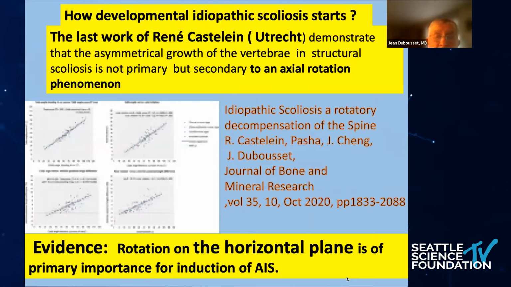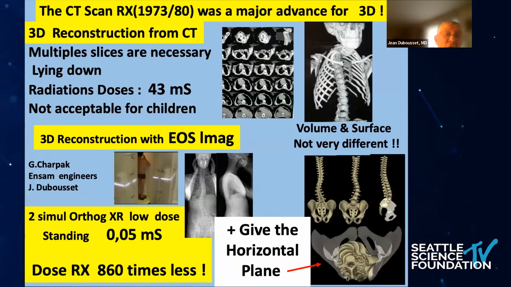And I recommend you read this paper that we wrote with René Castelein, Pasha Chang, and Jack Cheng in the Journal of Bone and Mineral Research. It is evident that to get a scoliosis, first you must have a horizontal plane deformity. Of course, the CT scan was a major advance, but multiple slices were necessary and the radiation dose was not acceptable for children.